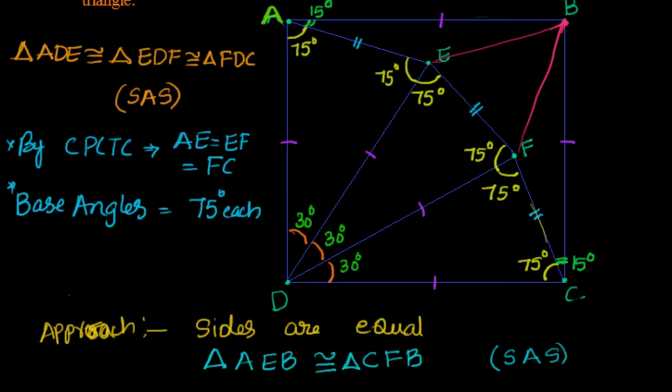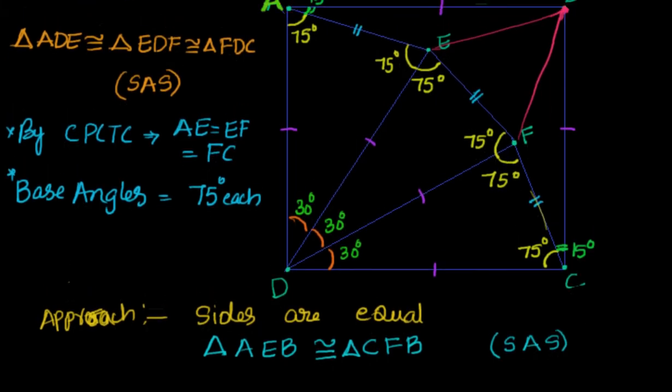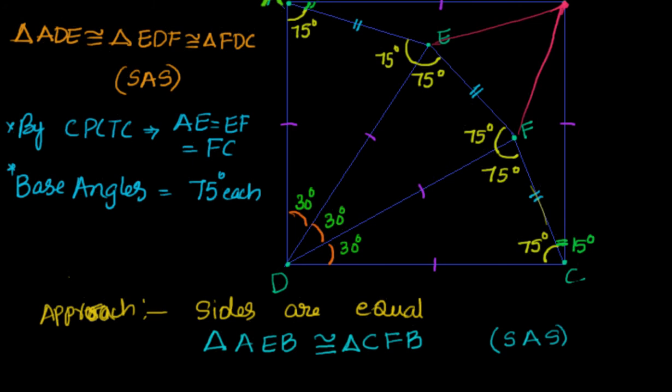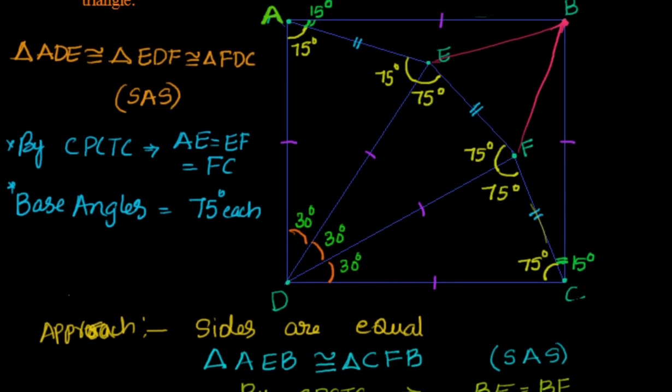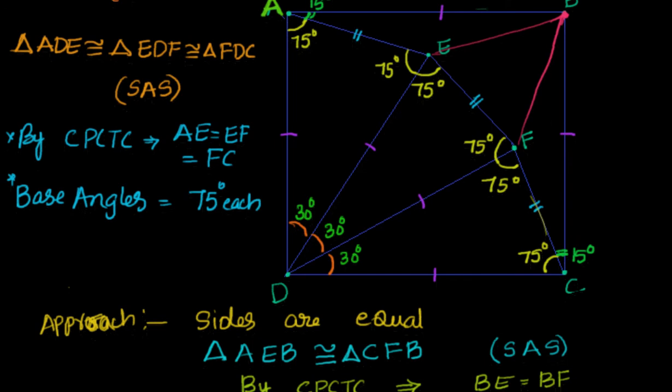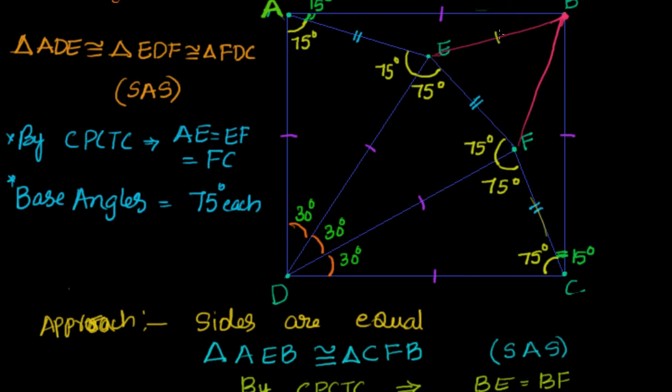So once you got this, what do we know based on that? By CPCTC, what do we know? We know that BE is equal to BF. So let's go ahead and write that. We know that BE equal to BF. I'll put it here. BE equal to BF. Perfect.